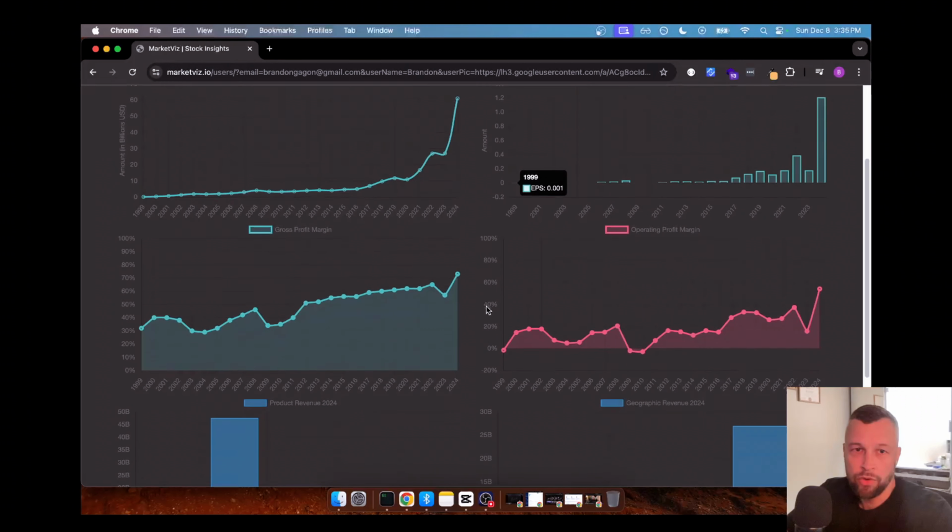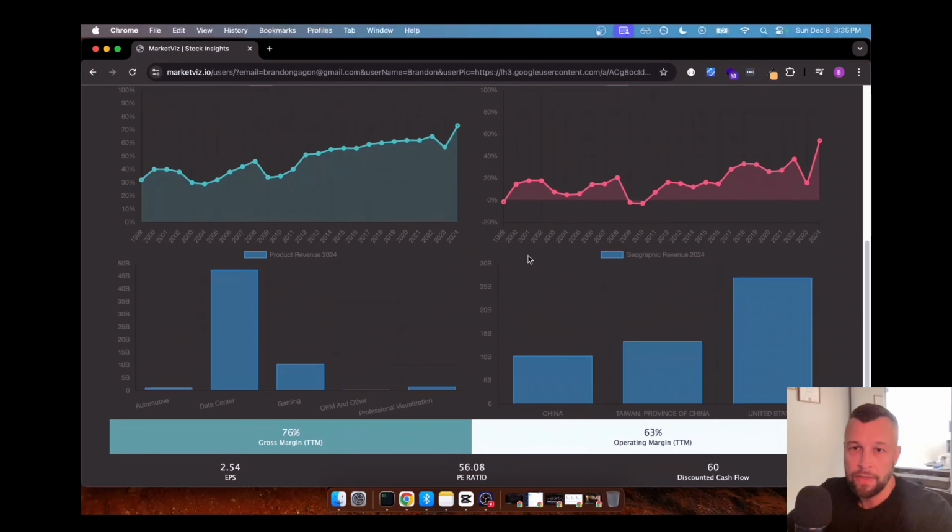And then also, if we go down, we see gross profit margins. We see operating profit margin. And then this part right here is quite exciting. These are the segmentations based on products and also geographic region.